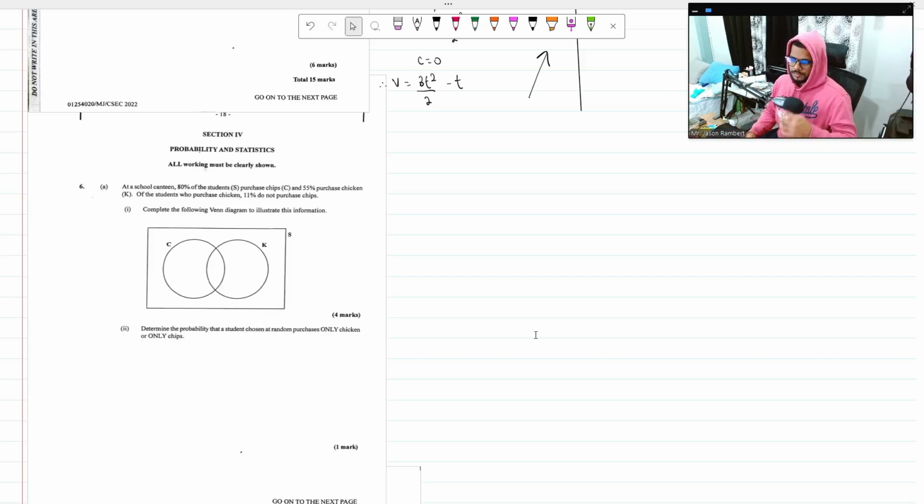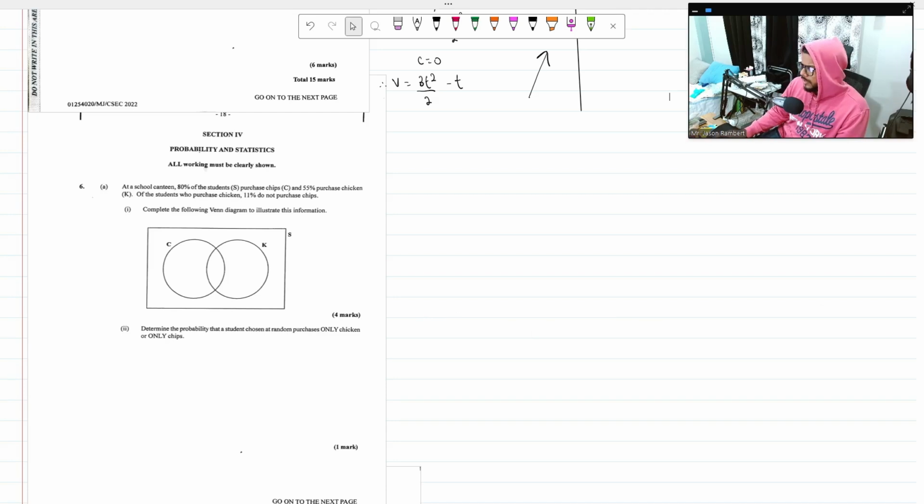All right, number 6. At a school canteen, 80% of the students, S, purchase chips, C, and 55% purchase chicken, K. Oh, good Lord. All right, so students is S. 80% of the students purchase chips, and 55% purchase chicken. Of the students who purchase chicken, 11% do not purchase chips. So copy the following Venn diagram, right?